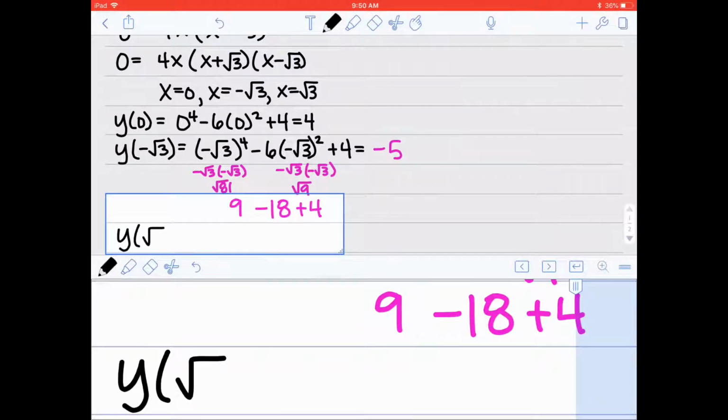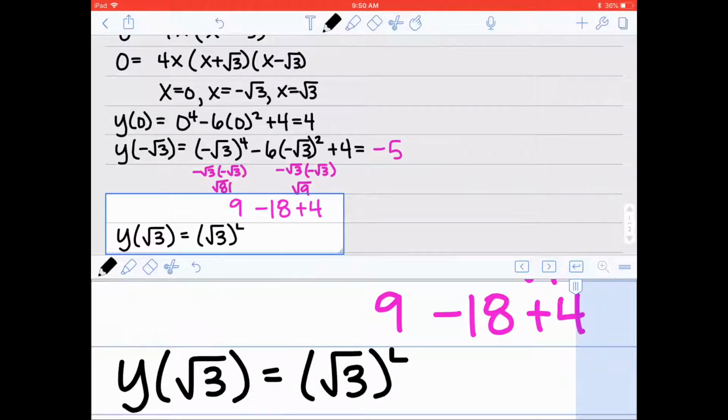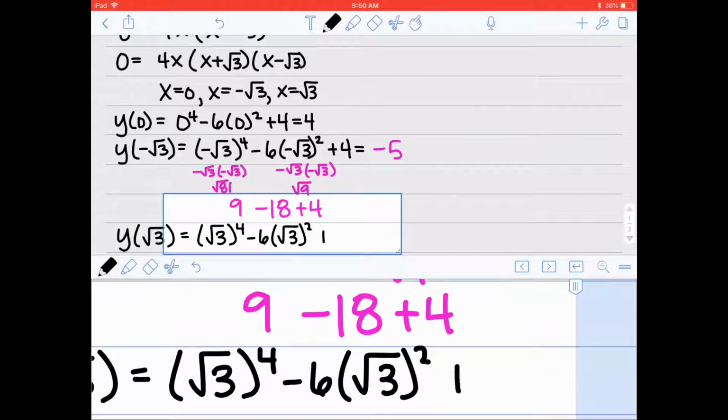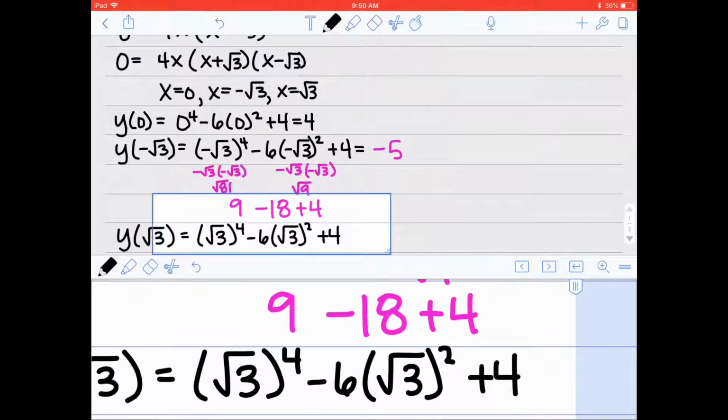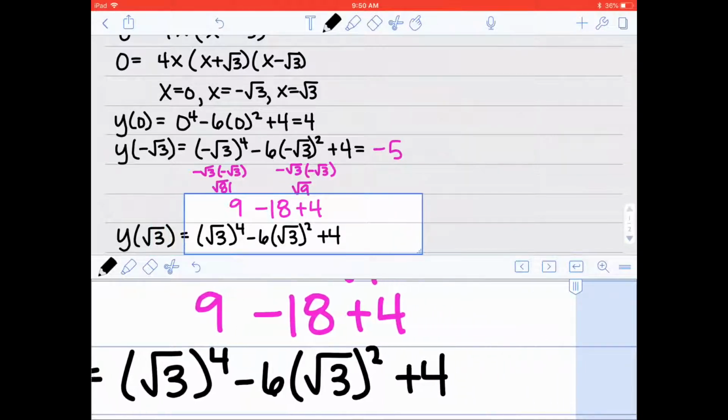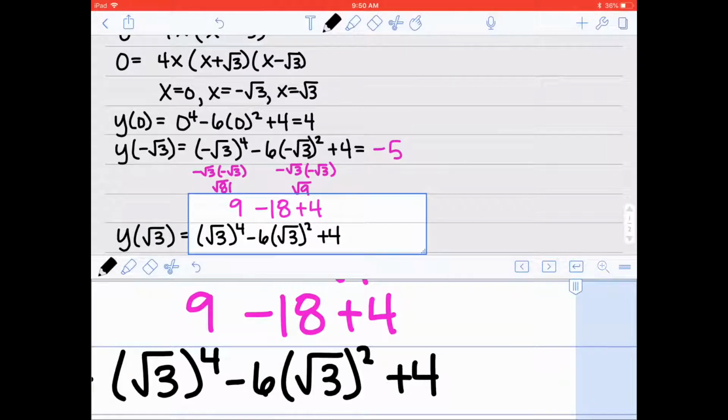So y of positive square root 3 is positive square root 3 to the 4th minus 6 times positive square root 3 squared plus 4. And you'll notice in this case, hopefully, that the negative square root 3 and the positive square root 3 are going to give you the same result because you're doing them to the 4th power and the 2nd power, and so it just made those numbers positive anyway. So that's also going to equal negative 5.